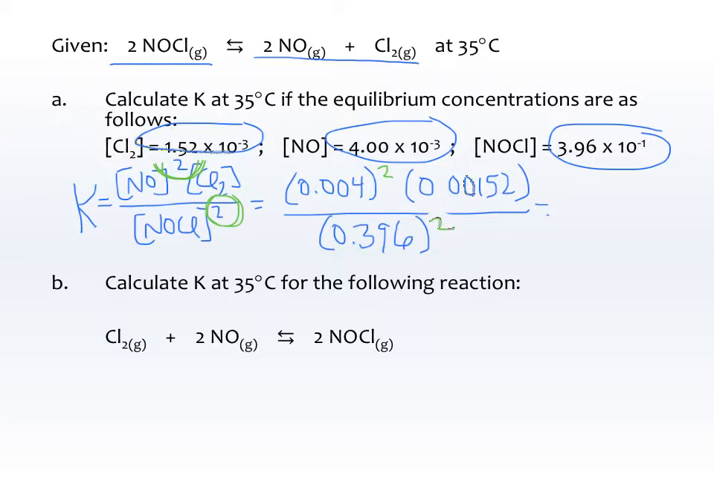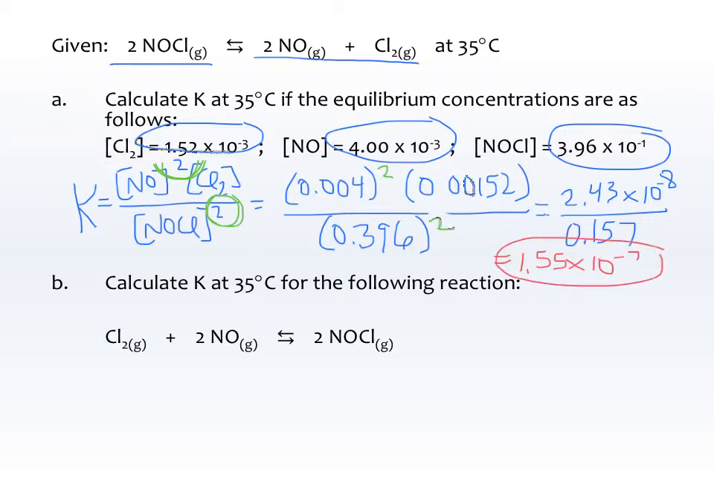0.004 squared times 0.00152 gives me 2.43 times 10 to the negative 8, and then 0.396 squared gives me 0.157. So when I divide 2.43 times 10 to the negative 8 divided by 0.157, I get 1.55 times 10 to the negative 7 as my final answer with no unit necessary. Okay, so if you didn't start Part B, go ahead and do Part B now on your own.